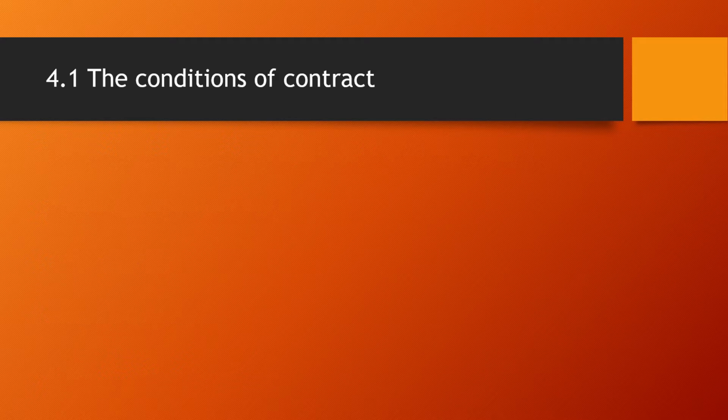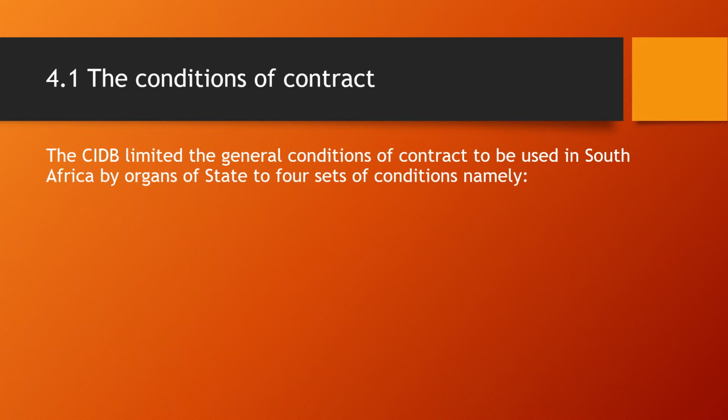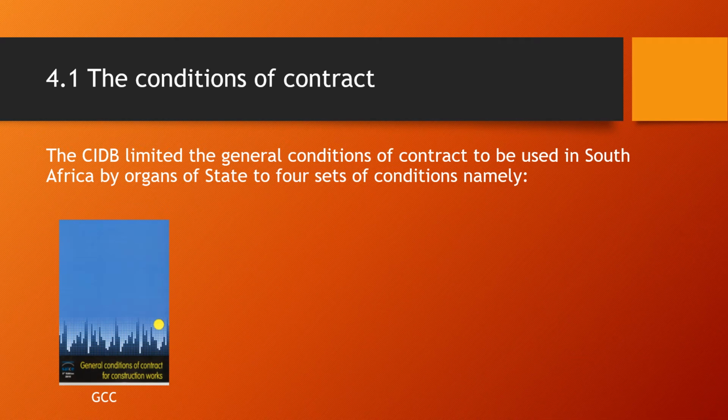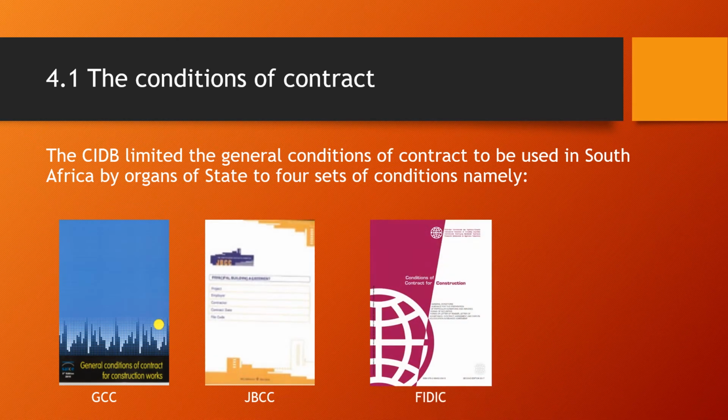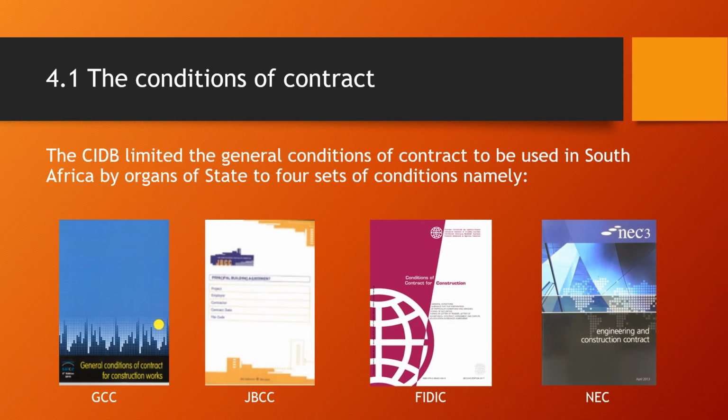Okay, firstly, let's get into the conditions of contract. As you would know, the construction industry in South Africa is regulated by what we call the CIDB. So the CIDB regulated that there's only 4 general conditions of contract that are used in South Africa, and these are the GCC, the JBCC, the FIDIC, and the NEC.